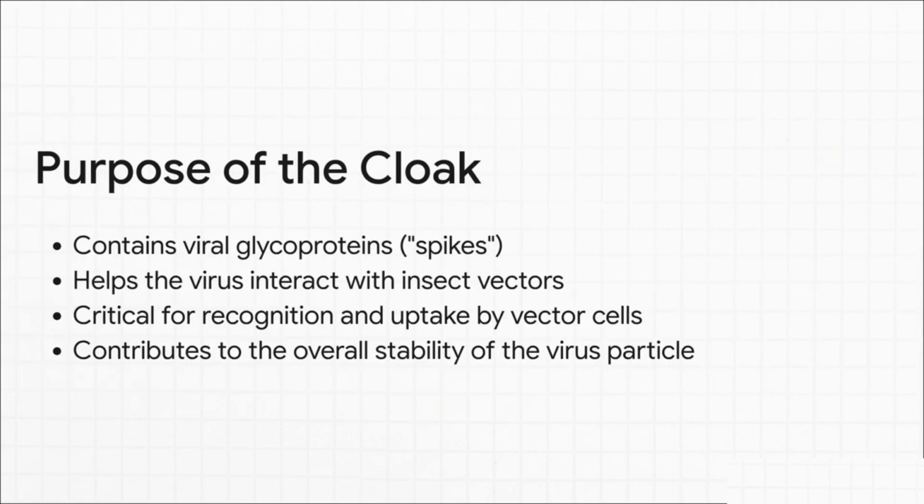But why bother with all that? Well, that stolen cloak is basically its passport. Those little viral proteins stuck in the cloak, you know, the spikes, they're like a key. They're what allow an insect vector to grab onto the virus and give it a ride to the next host. Without that cloak, it's grounded.